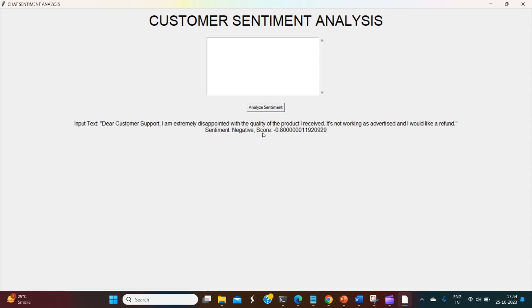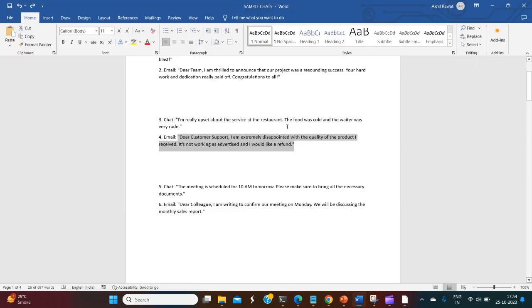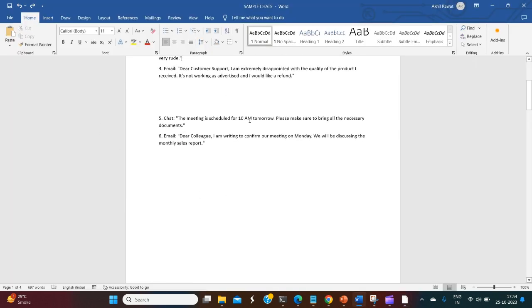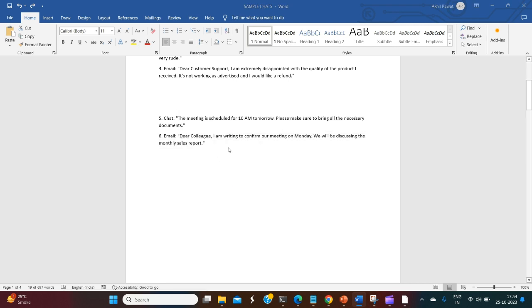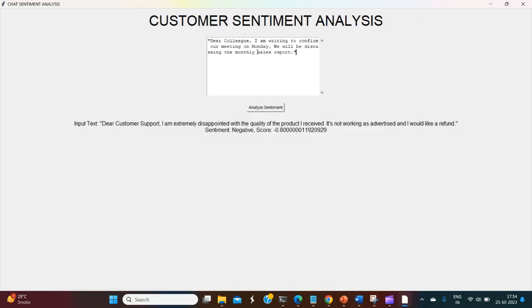Perfect. Google has a lot of training data that they have processed, so it is working extremely well. So let's go with the next example. Chat and email are there. We will go for any one of them. It is a neutral example. Let it show.